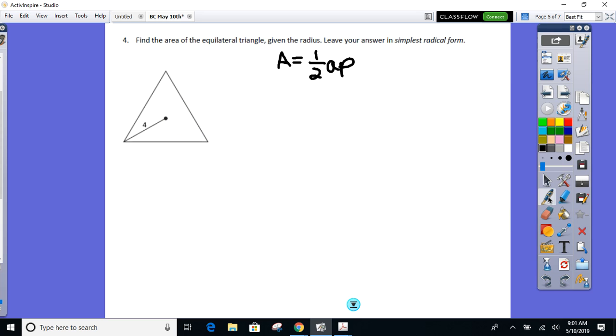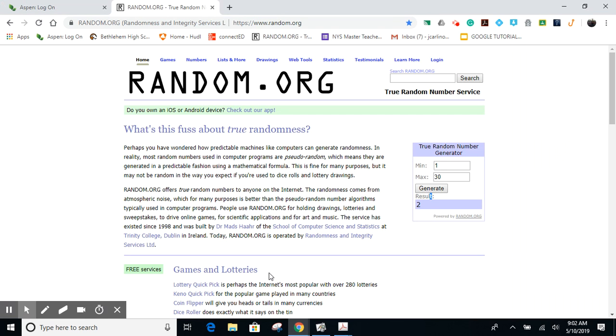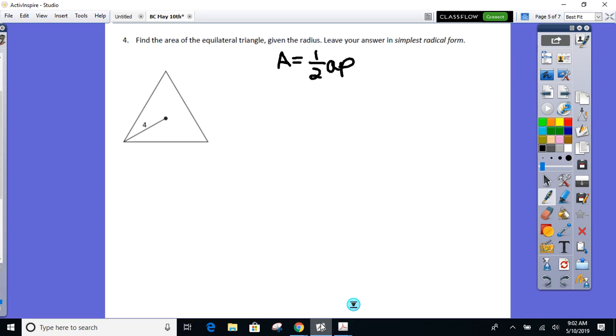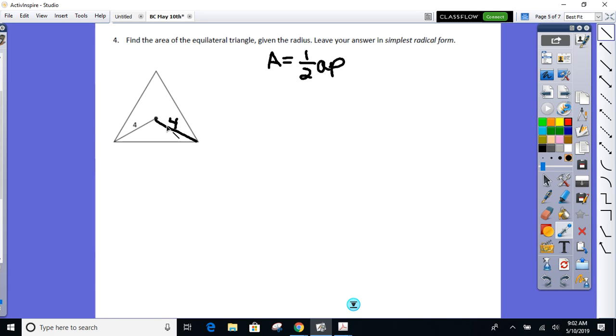Okay, so what is that? First of all, what's the 4 that's drawn in? 14. What's the 4 that's drawn in? That's the radius. Okay, that's the radius length. I need the perimeter and the apothem if I'm going to use 1/2 AP. So what I need to do is create one of those 3 triangles right now. So this other radii I just drew in also has a length of 4. And here we go. Now I need to find the apothem length and the side so I can find the perimeter.